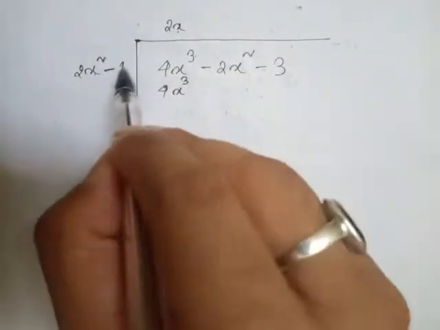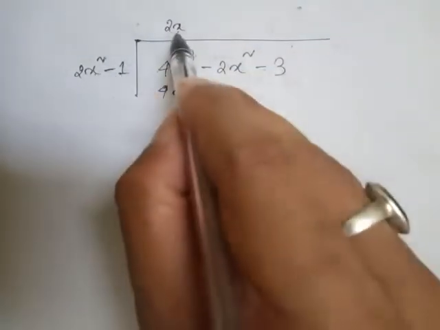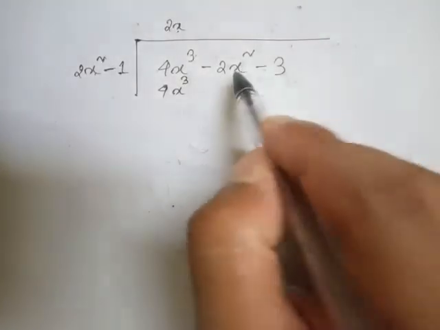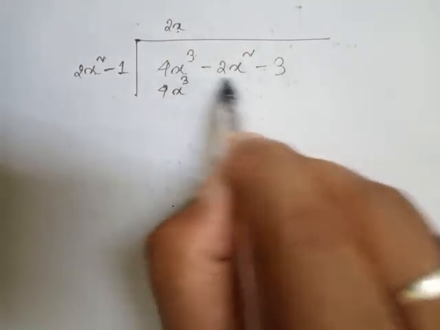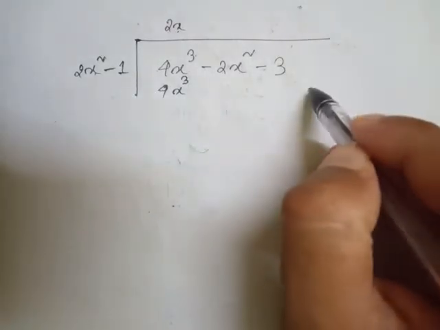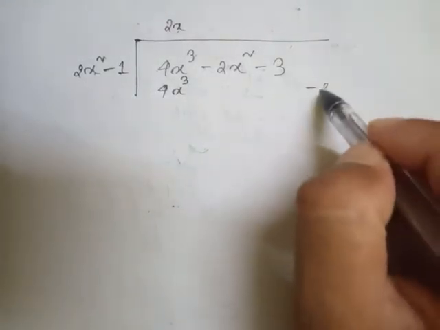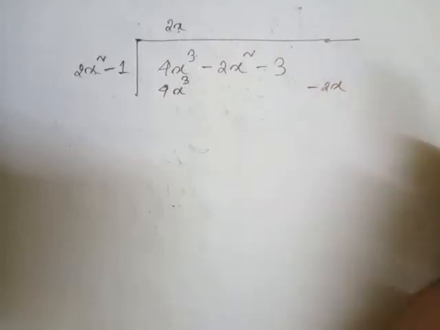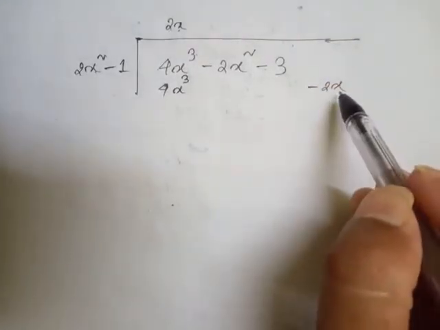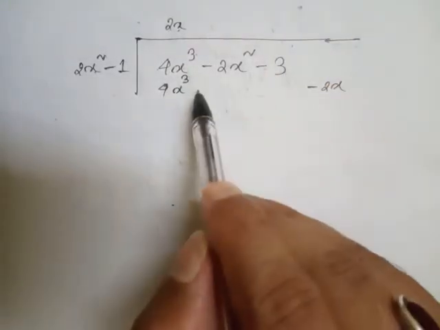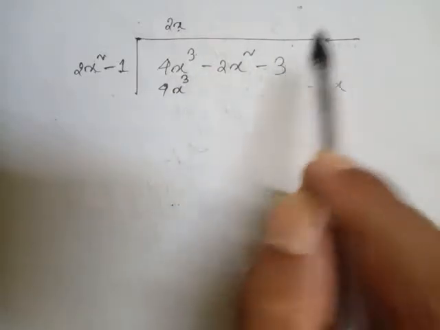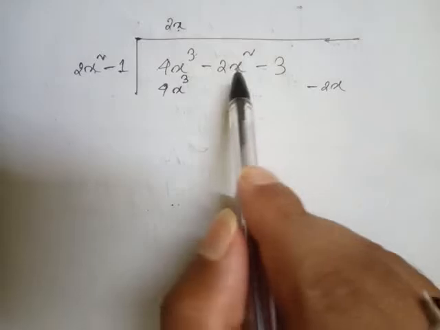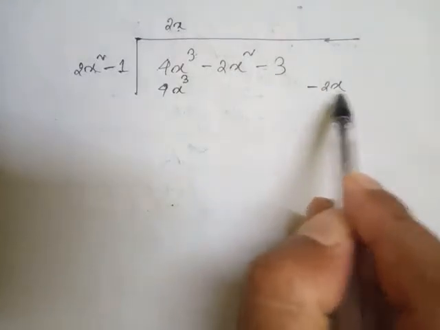So here I will write minus 2x. But look, student, there is x square, then 3. There is no such term having 2x. So I will write here minus 2x. I repeat again, 2x square I could have written right here, but there is x cube and x square, and no such term here containing x. That's why I have to write this one separately.